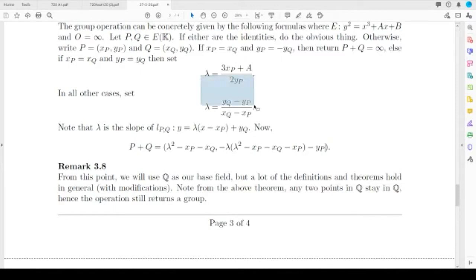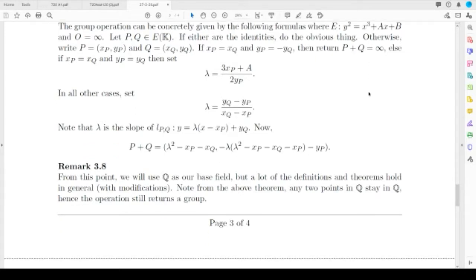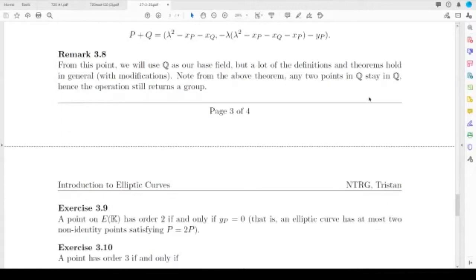Why do we take lambda to be this in the first place? In the first case, if we're doubling p, we're taking the tangent at p, so we take a derivative. That's why we have a 3 out the front here. That comes from dropping the power of 3 in x cubed. You could do that yourself if you had some spare time during lockdown. I guess this is all right.